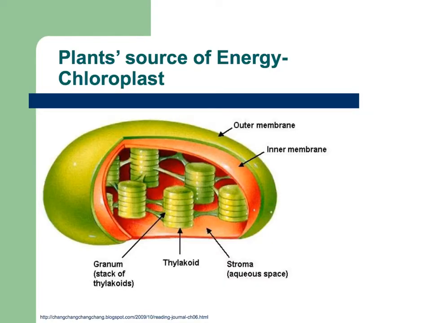Let's dive down into the plants. We know that plants are green due to their chloroplasts. Chloroplasts actually have an outer membrane and an inner membrane. Within that inner membrane, you have the stroma, which is this aqueous solution, right here and here. And within that, you have these stacks of thylakoids called the granum. So this entire thing is called a granum, and each disc is called a thylakoid.